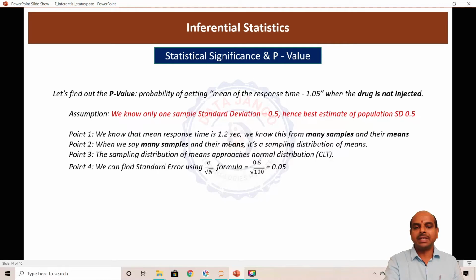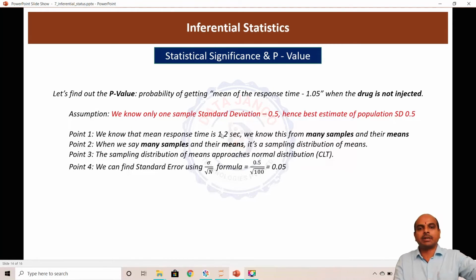We know that the mean response time is 1.2 seconds historically, and we are trying to find out the p-value, the probability value, right? The probability when the null hypothesis is true. So when the null hypothesis is true, the response time is 1.2 seconds. We know that from many samples and their means. From 1980 till now, there were many experiments conducted, and from all those experiments, we have seen means, and this must be the mean of all those means, right?